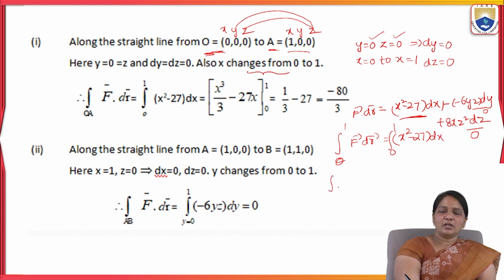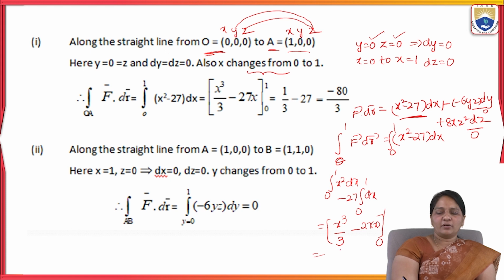So integral x square dx minus 27 integral dx, both from 0 to 1. The integral of x square is x cube by 3, minus the integral of dx, which is x. The limits are 0 to 1. After replacing the limits, we get 1 by 3 minus 0 minus 27. So finally we got minus 80 by 3. This is for the first straight line.